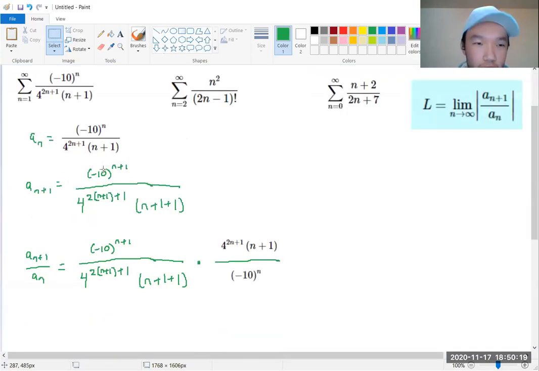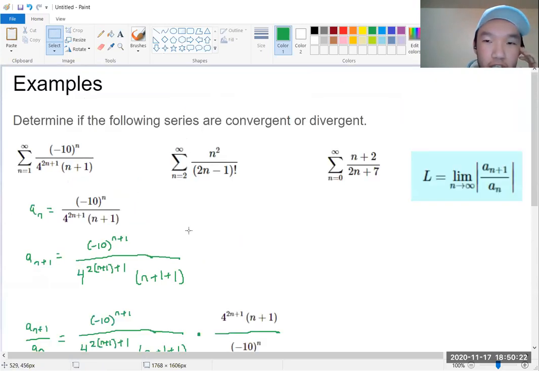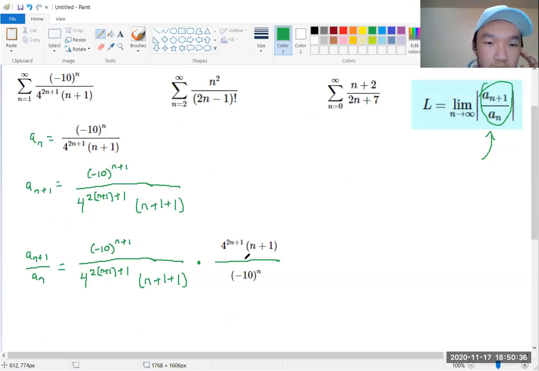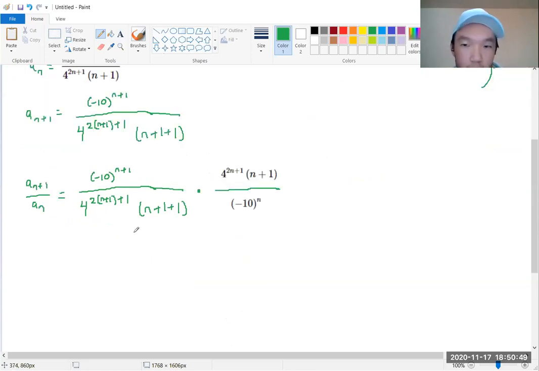It's kind of messy, but essentially we're just trying to write this part out. So a sub n is this, and then a sub n plus 1 is this, and then we just have to divide them, which gives us this. So now what we want to do is, since we're going to take the limit eventually, it's probably better to simplify this. So let's see how we can do that.